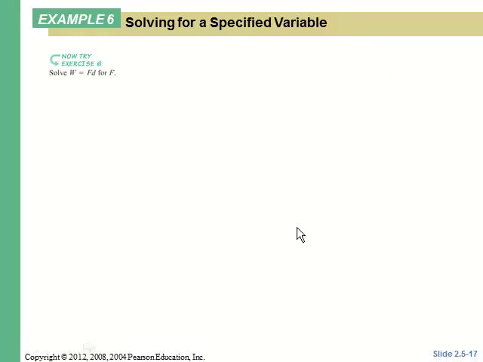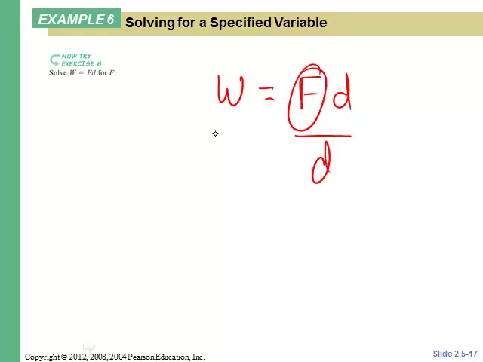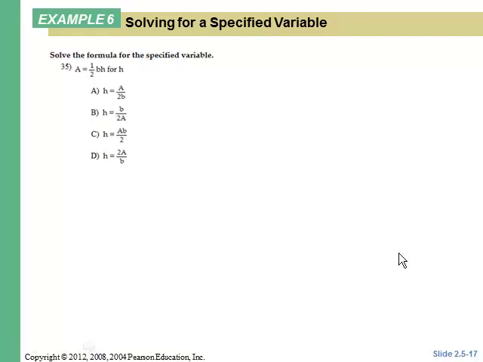All right, just press pause, and then when you're ready, you can press play and see how I did it. Okay, so I write the formula, W equals F D. I circle the F because that's what I want all alone. They multiplied it by D, so I'm going to divide both sides by D, and I get F equals W over D. How about this one? Press pause, and then when you're ready, press play.